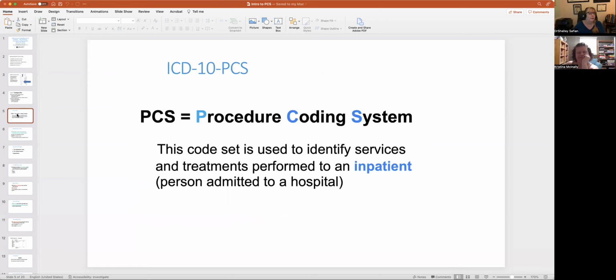Thank you. Okay, all right, now on to the meat of the course. As I said before, ICD-10-PCS stands for Procedure Coding System. This is the code set used to identify services, treatments, procedures performed by the hospital to an inpatient. Not the surgeon, not the attending physician, not the consultant, nobody else, the hospital, what the hospital is providing.